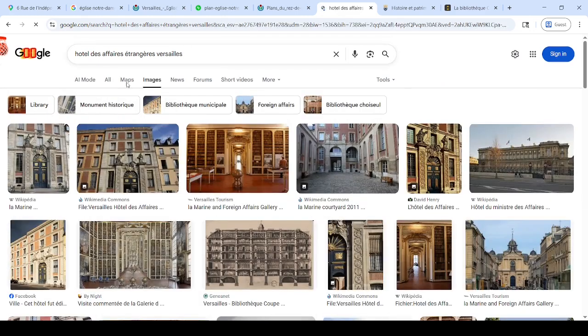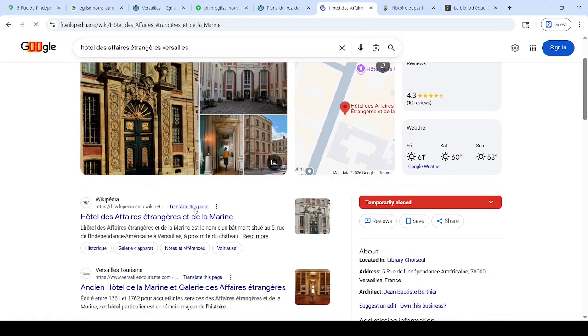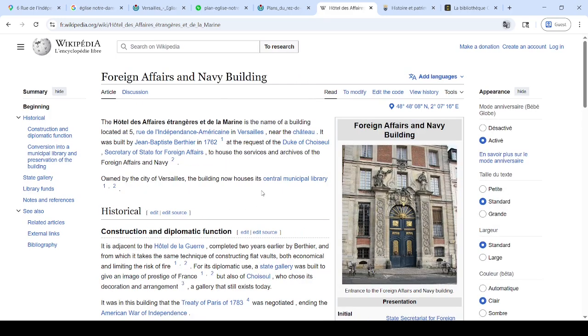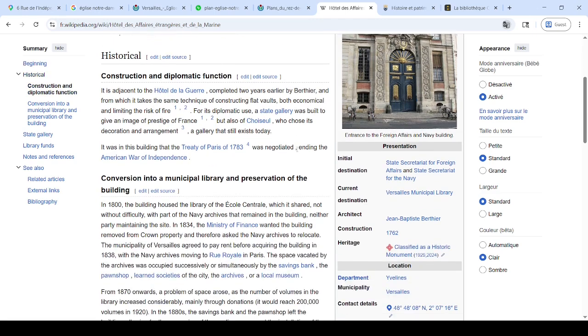Let's try something a little bit different. Let's read up on the history, like I said, about what the building functions as. So it was built, it's the Foreign Affairs and Navy building. Let's see. The Treaty of Paris 1783 was negotiated in this building, not even in the palace. The palace was across the street. This is down near the Orangerie. There we go, conversion to a municipal library. That was pretty early, it looks like.